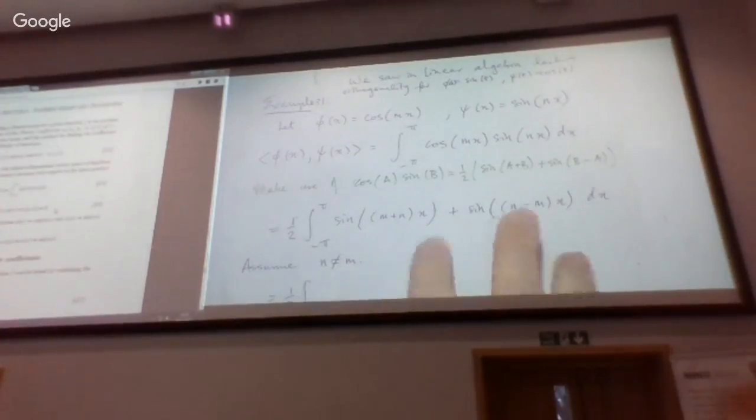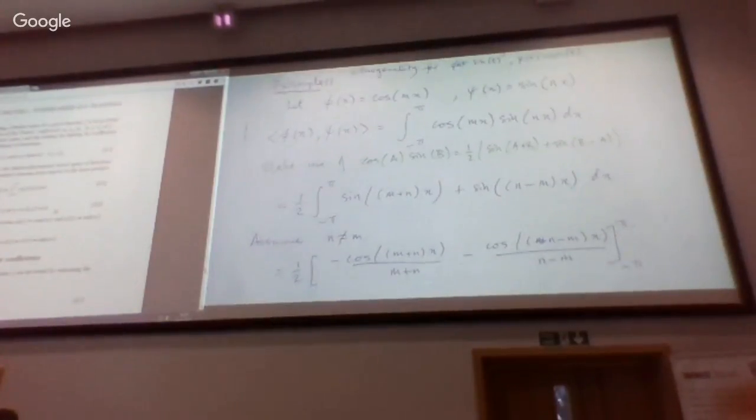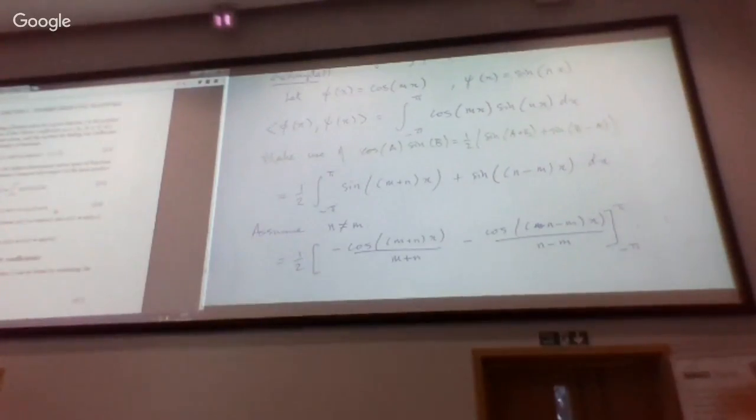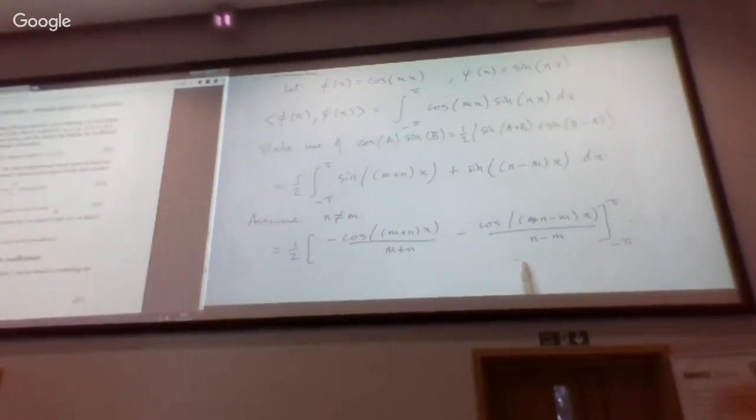Then when you integrate this, well, they both integrate to minus cosines. You get minus the cosine of (n plus m) times x all over n plus m, minus the cosine of (n minus m) times x over n minus m, and that's evaluated from minus pi to pi. So we've got to figure out what value this takes. If you ignore the detail of it for a moment, it's evaluating cosine of a constant multiple of x in both cases, at a positive argument pi and at the same absolute value but the negative argument minus pi.